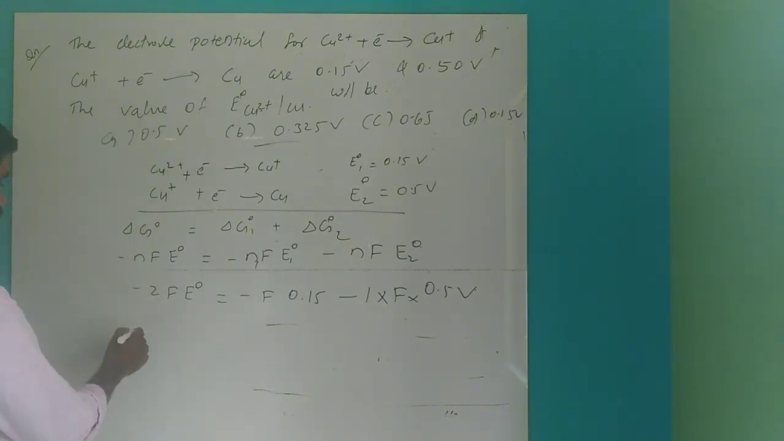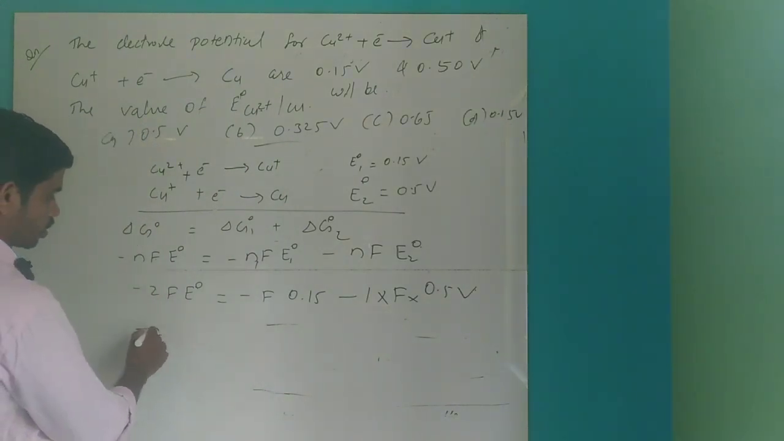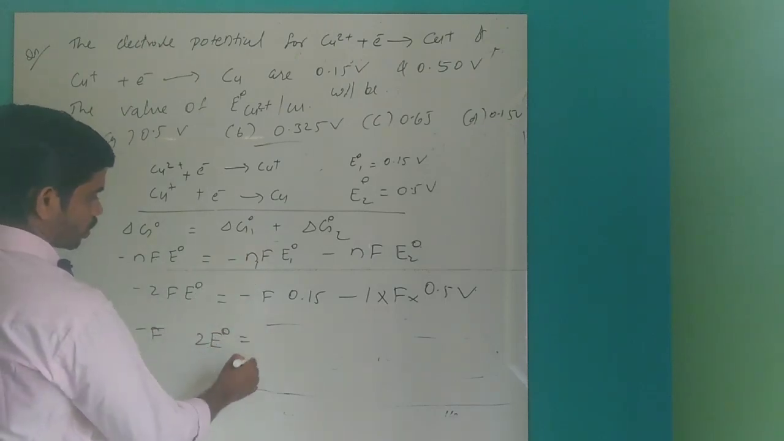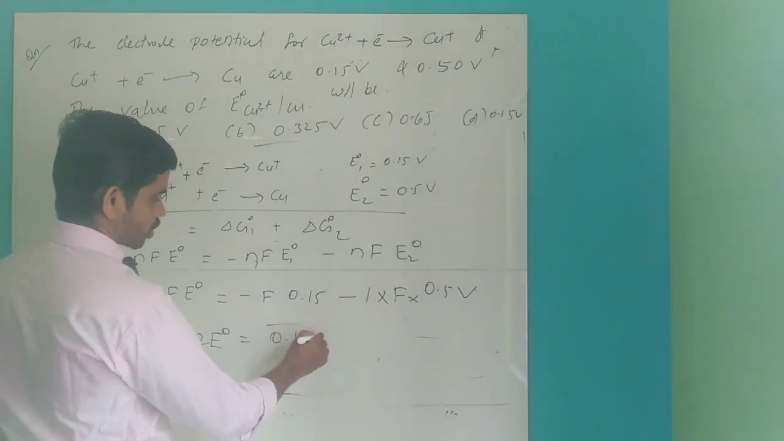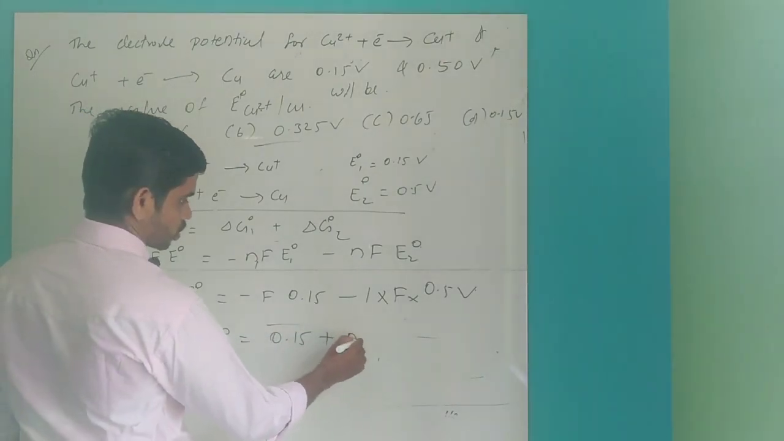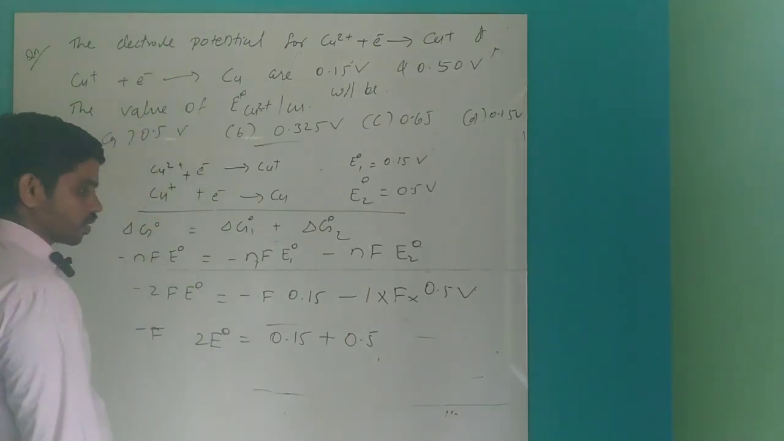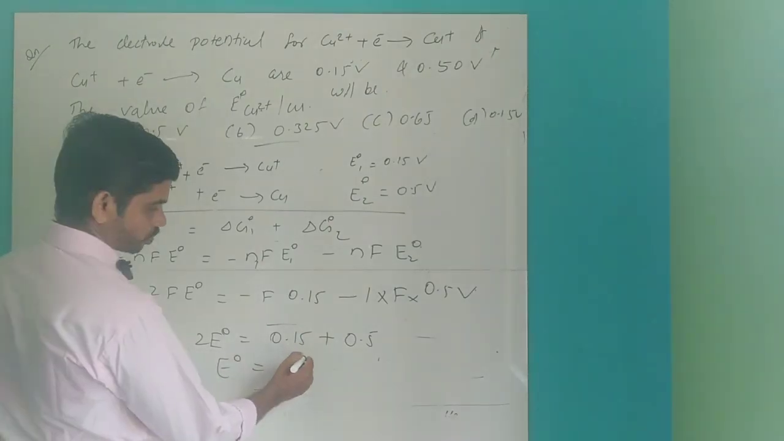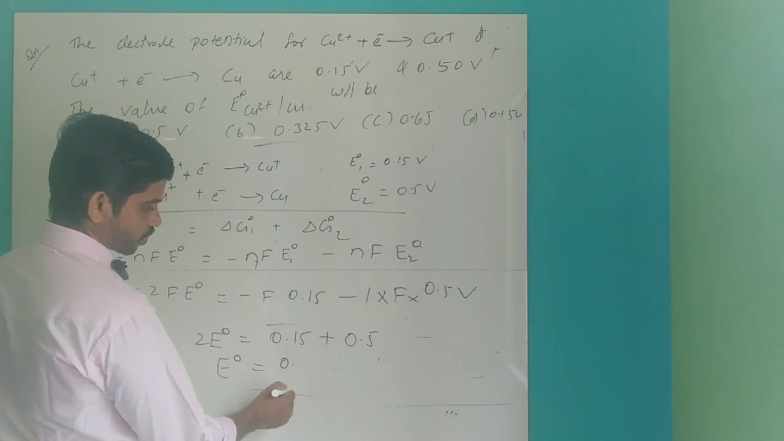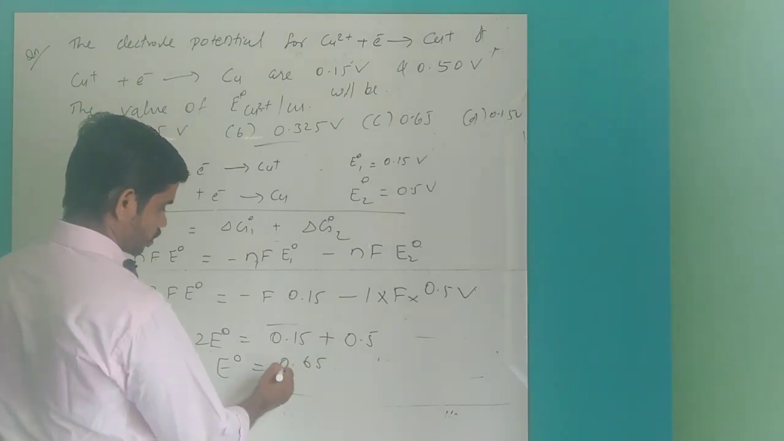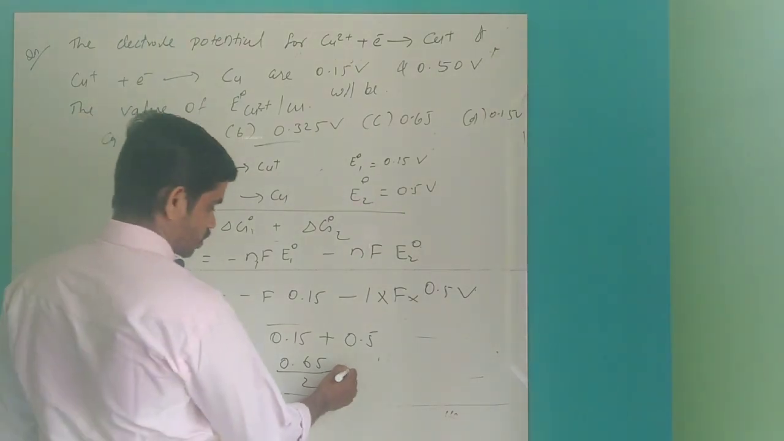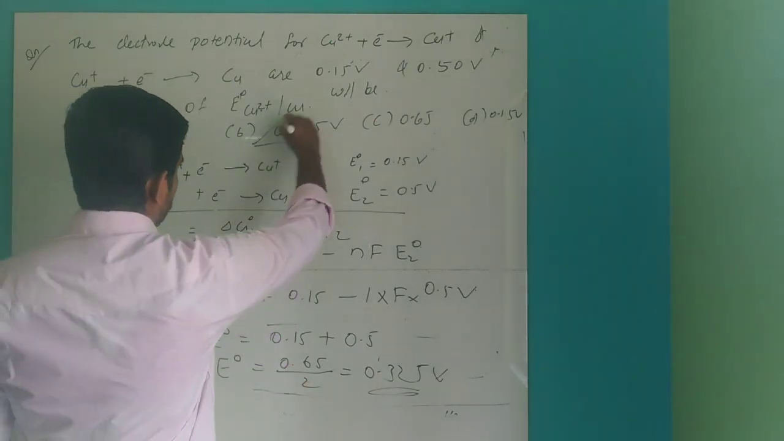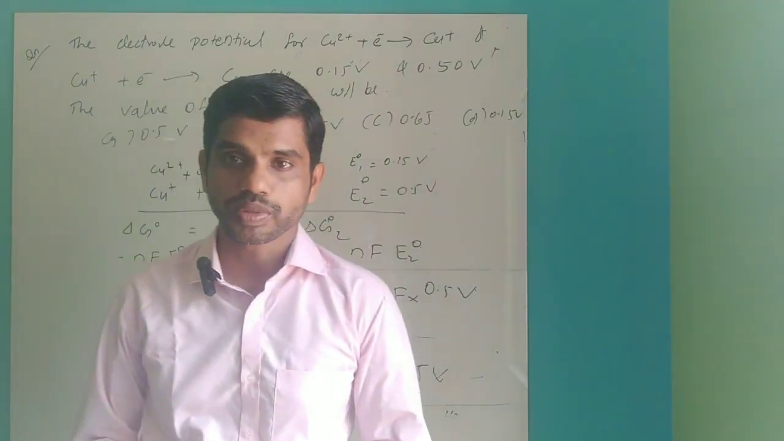Now you can divide by minus F. All the terms have minus and F. So 2 into E0 is equal to 0.15 plus 0.5. Right. Now E0 is equal to, which is how much? 0.65 you will get. E0 is equal to 0.65 by 2 is equal to 0.325 volt. 0.325 volt, that is option B, the right one. Okay, option B is the right one.